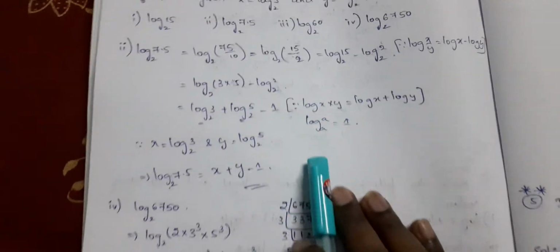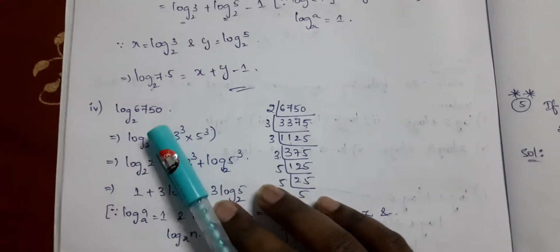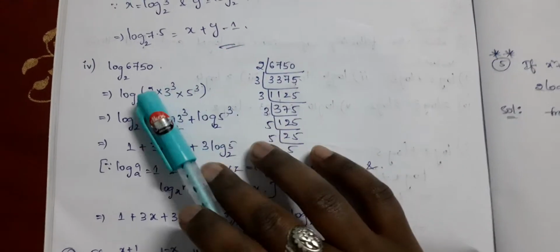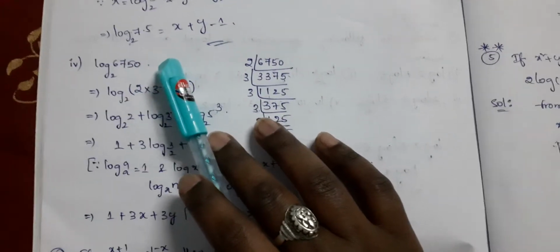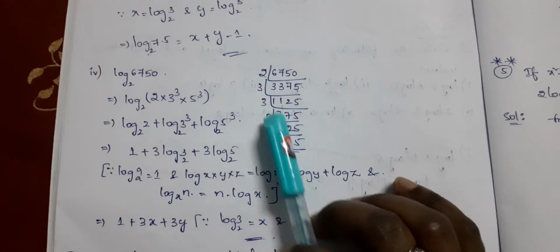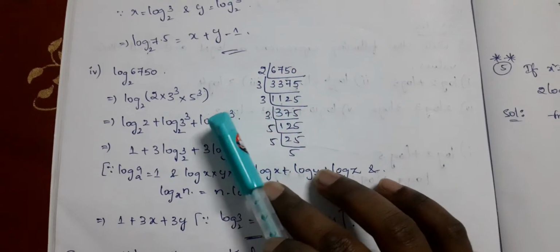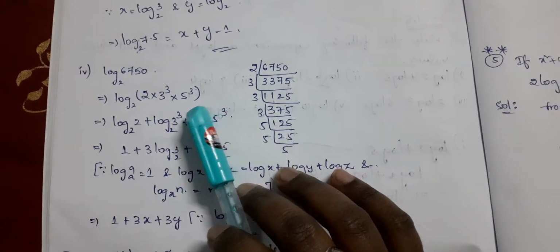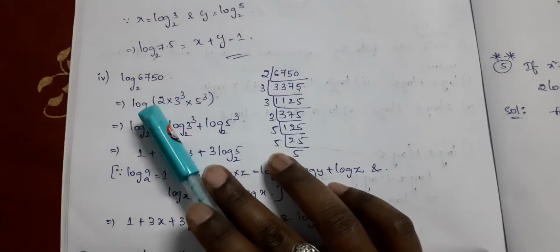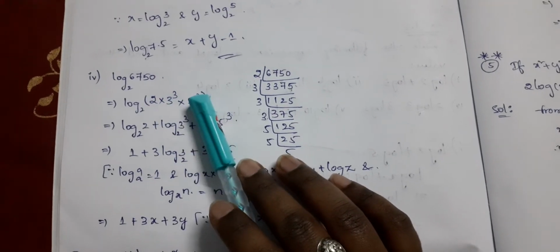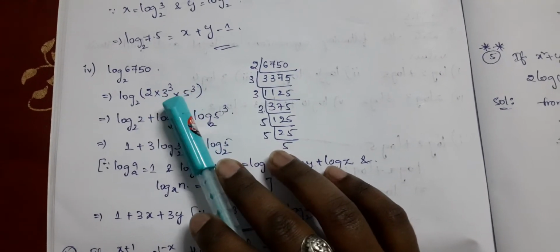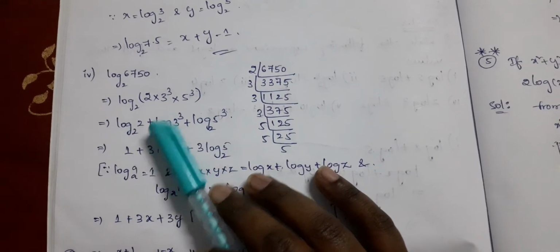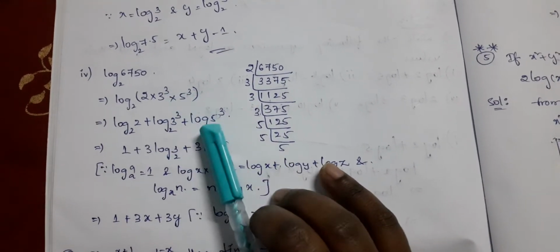Okay, so next, log 6750 base 2 also I have to convert in terms of x and y. So for this 6750 I'm doing prime factorization. It becomes 2 into 3 cube into 5 cube. Again, this is in the form of log of x into y into z. If multiplication is there, I need to expand it as addition. So log 2 plus log 3 cube plus log 5 cube.